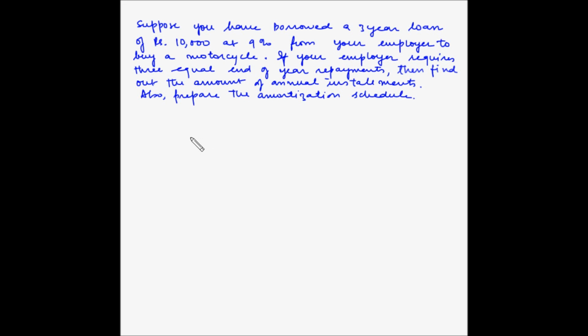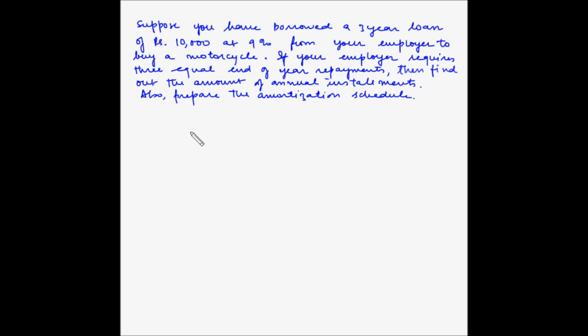Suppose you have borrowed a 3-year loan of rupees 10,000 at 9% from your employer to buy a motorcycle. If your employer requires 3 equal end of year repayments, then find out the amount of annual installments. Also, prepare the amortization schedule.